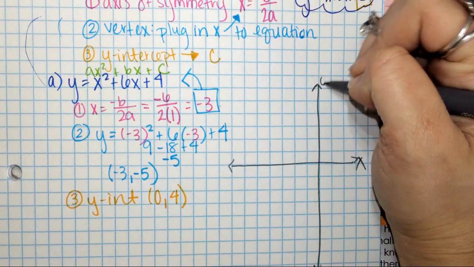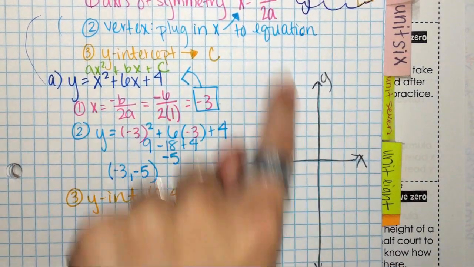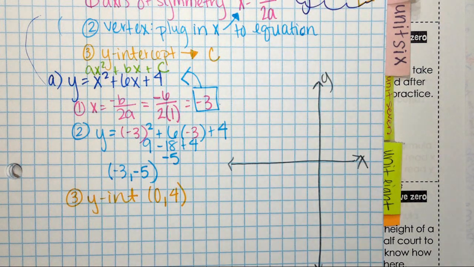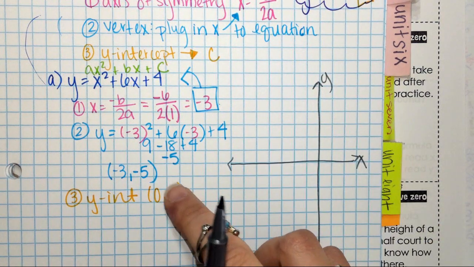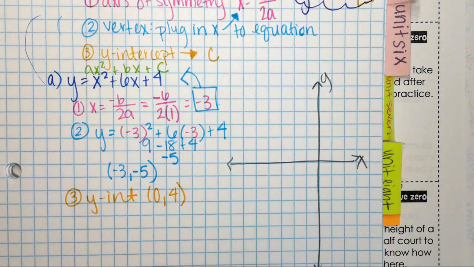Now, the reason my y-axis is moved this way is because I have to go left 3 on my x. Okay, now, do you see how we found it in a particular order? We went pink, blue, yellow.